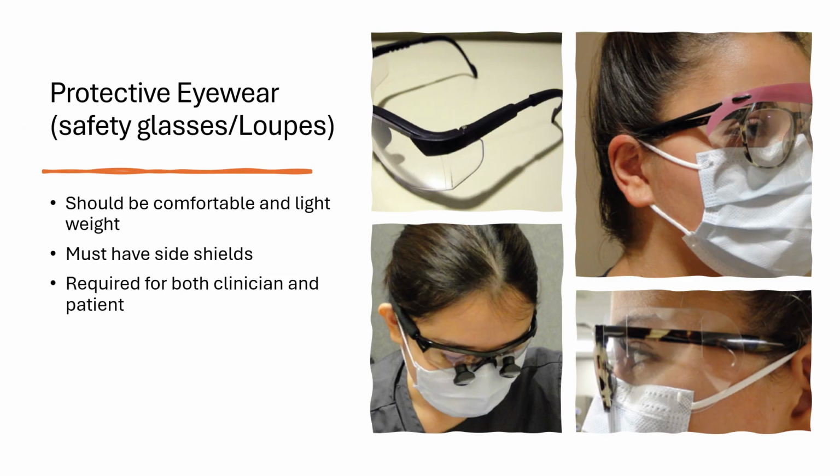Protective eyewear, safety glasses or loops, they should be comfortable and light. If you see on the lower right hand picture, you're going to see that there is plastic side shields. Side shields are required. Your loops already have them fabricated into them, but you do have to wear those side shields. Patients also are required to wear safety glasses. We all get one set of eyes and we have to protect them.